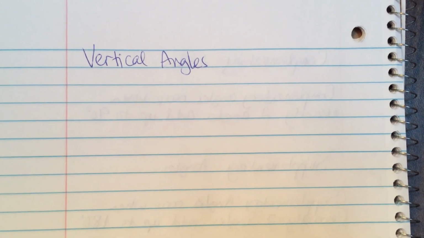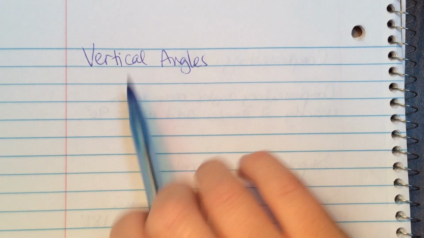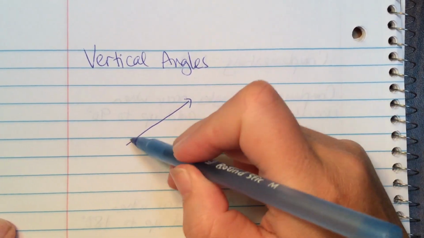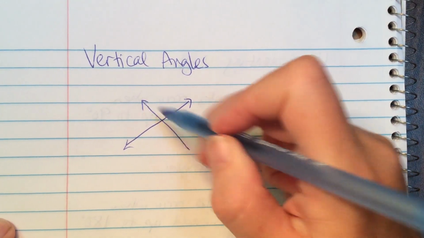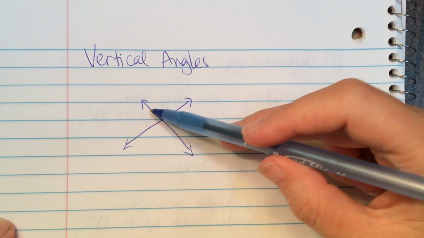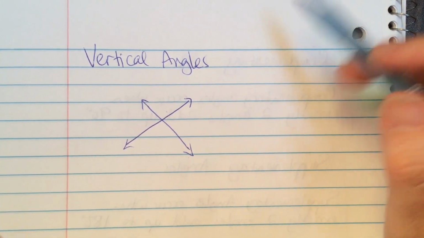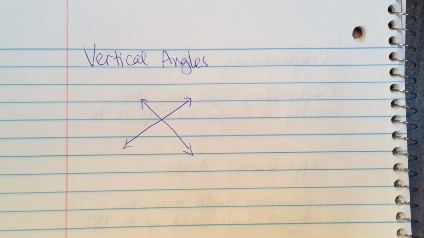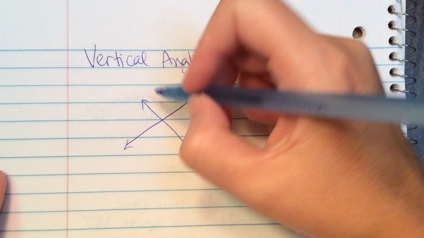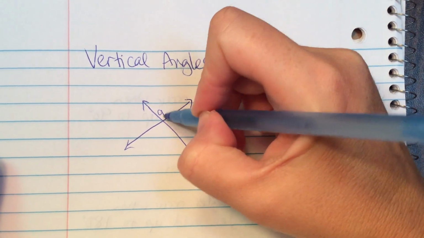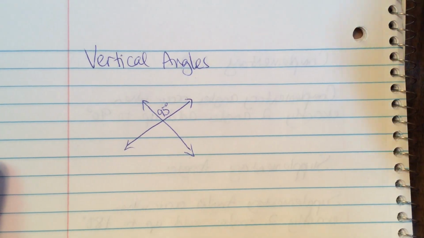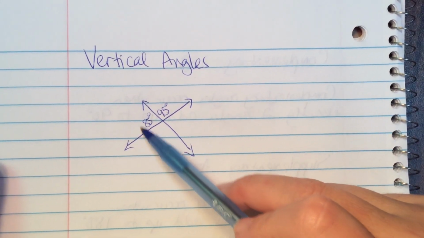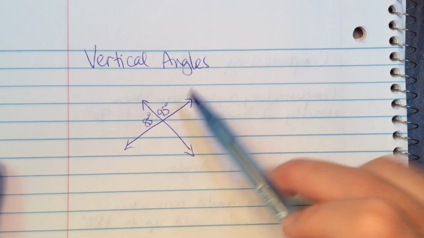Okay, vertical angles. Vertical angles are when two lines intersect and they create four angles. What they actually create is two angles and then they mirror each other. So let's say that this is 95 degrees. That would make this 85 degrees because together they have to add up to 180.